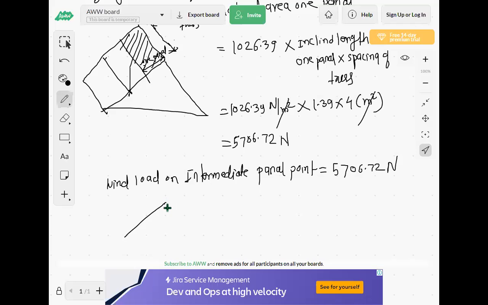It means ह्या एरियावरचा केला आणि इथल्या पॉइंट वरती आपला लोड आलेला, हा सेकंड पॉइंट आहे. आर यू गेटिंग? सो दिस इज दी 5706.72 न्यूटन ऑन दी इंटरमिडिएट पॅनल. याला आपण डिवाइडेड बाय नंबर ऑफ पॅनल करायचं नाही, कारण का यू कॅन सी हिअर द इन्क्लाइंड लेंथ ऑफ वन पॅनल, एकाच पॅनलवरचा कॅल्क्युलेट केला. होल ट्रसवरचा जर कॅल्क्युलेट केला असता, आपण लेंथ कशाची घेतली आहे, फक्त ही लेंथ 1.39 एका पॅनलची घेतली आहे. तर टोटल इन्क्लाइंड लेंथ घेतली असती तर आपण नंबर ऑफ पॅनलने इथे डिवाइड केलं असतं. लक्षात येते का बघा? सो दिस इज व्हेरी इम्पॉर्टंट.